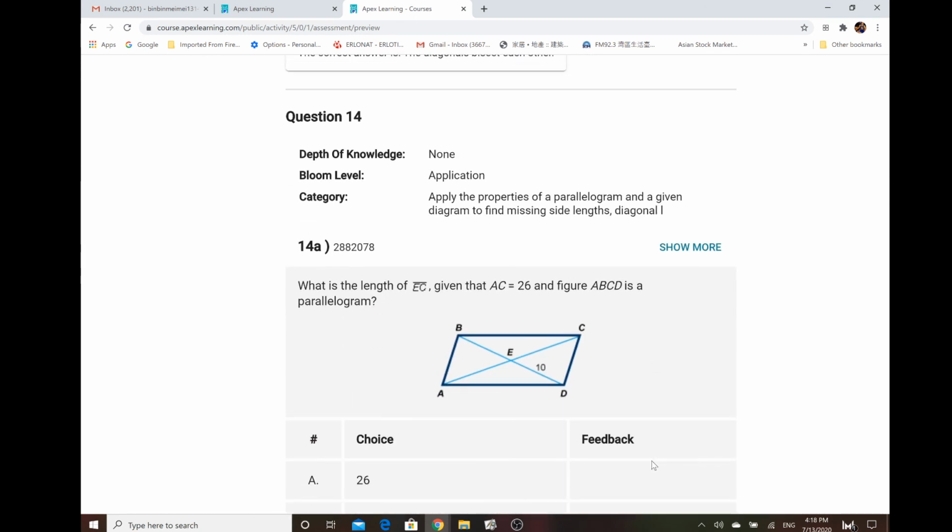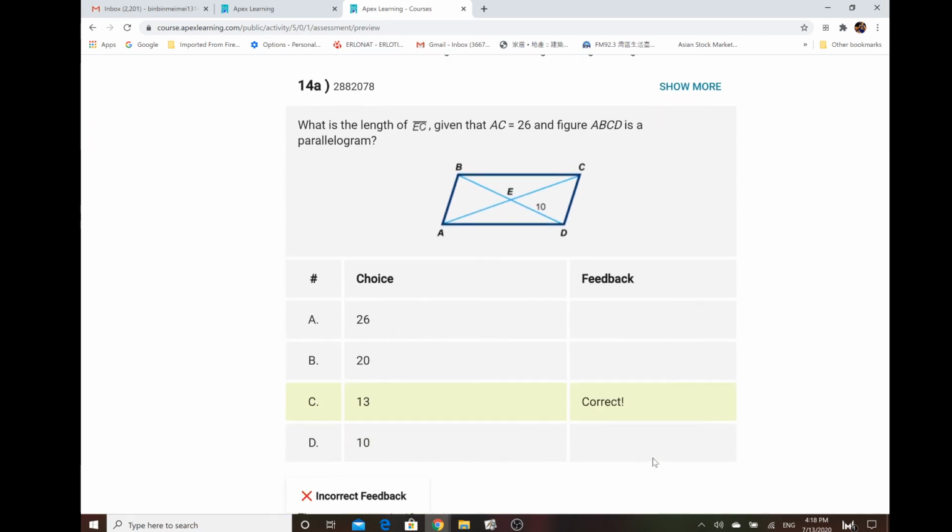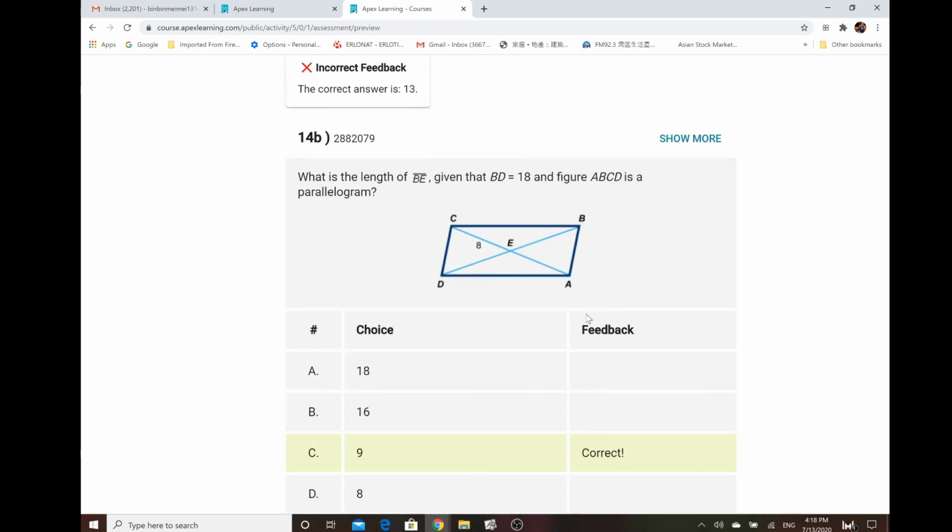Okay, question number 14. What's the length of segment EC? So EC, which is this one right here. Since we know that AC is 26, and diagonals bisect each other, half of 26 is 13. Okay, so the rest of this is quite similar. BD is 18, half of it is 9.